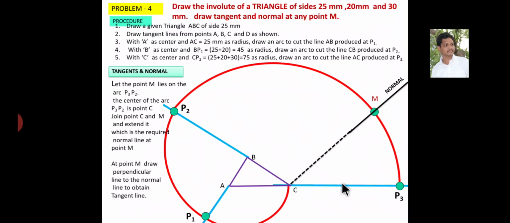Okay, this is our required normal line at point M. Draw a perpendicular line to the normal at point M to obtain the tangent line. Okay, this is our required tangent line. This is the final shape of our required involute.